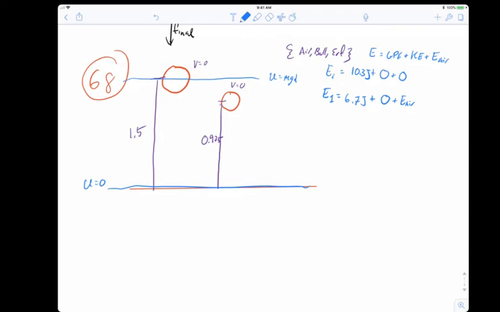So, how much energy is dissipated on the first bounce? On the first bounce, it's 10.3 minus 6.7, 3.6 joules of energy is dissipated on the first bounce.